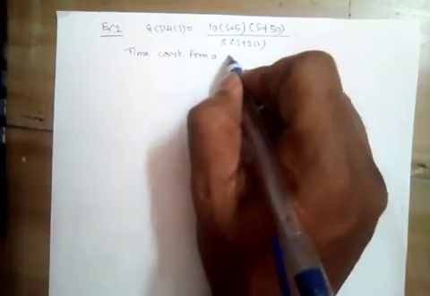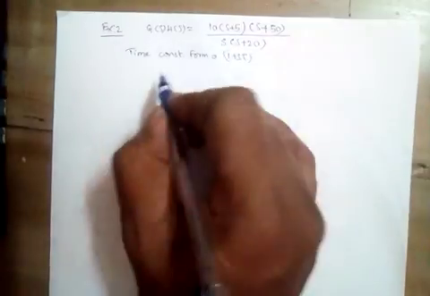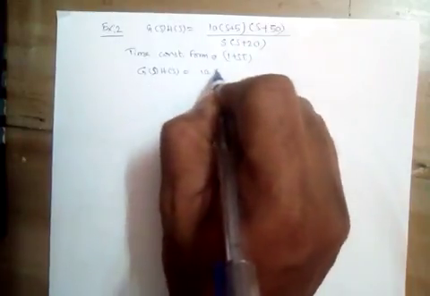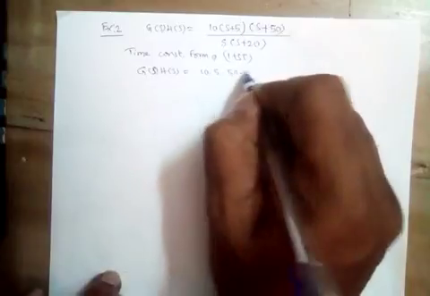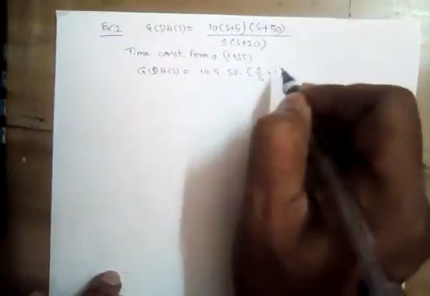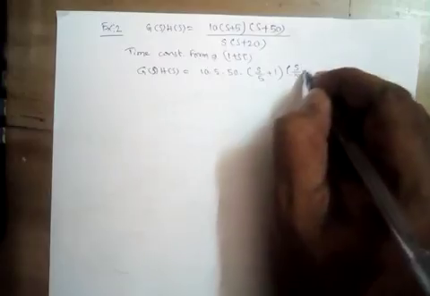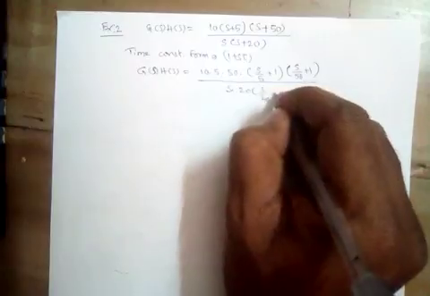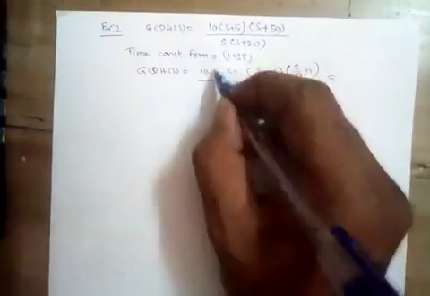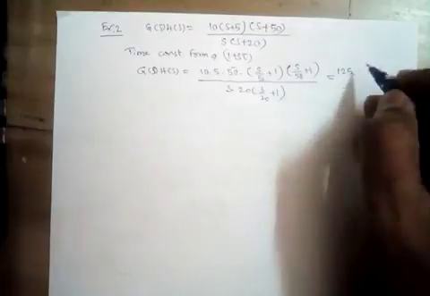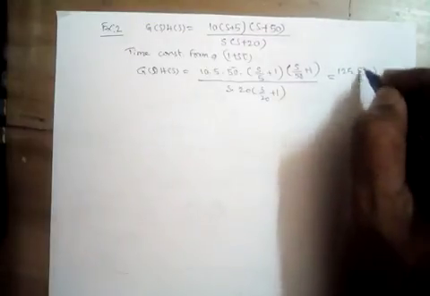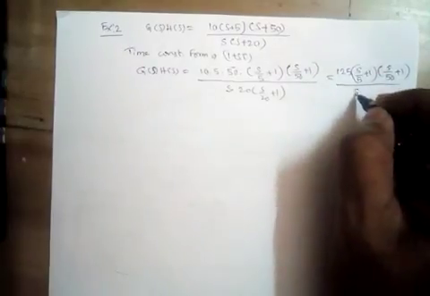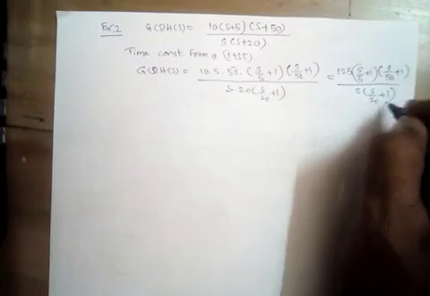That is equal to 1 plus s form. So G(s)H(s) is equal to 10 into 5 into 50 into (s by 5 plus 1) by (s by 50 plus 1) into s into (s by 20 plus 1). After simplifying this quantity, you get 125 into (s by 5 plus 1) by (s by 50 plus 1) into s into (s by 20 plus 1).